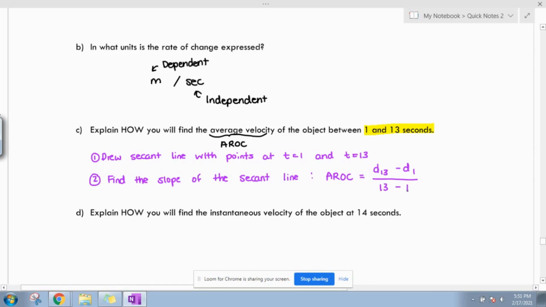Because I don't actually have a function that indicates the distance at those particular times, that's why you see me say the distance at 13 seconds and then the distance at 1 second. So that's dealing with average rate of change, or average velocity in this particular case, because we're dealing with meters per second. Now, part D says, explain how you will find the instantaneous velocity of an object at 14 seconds.